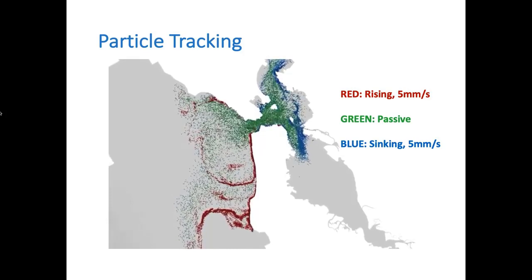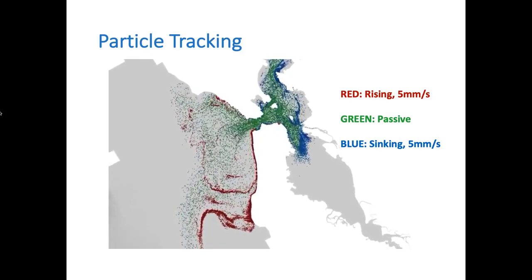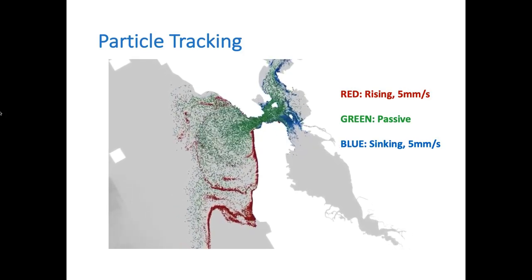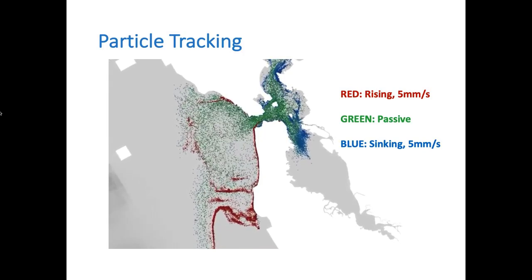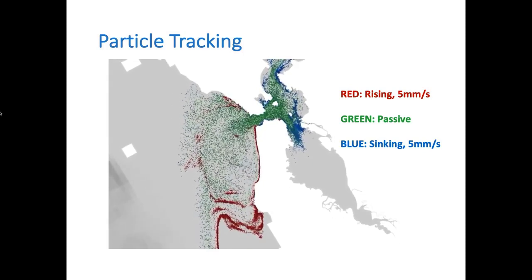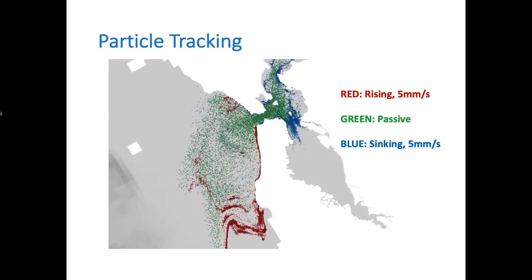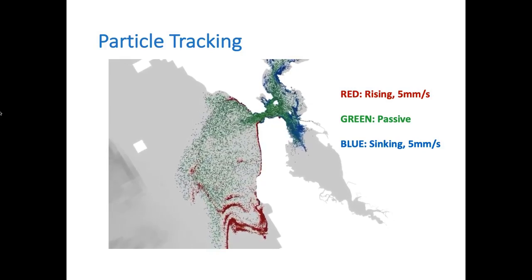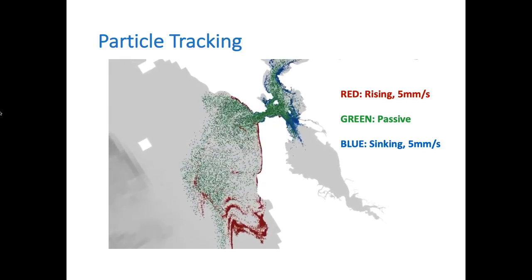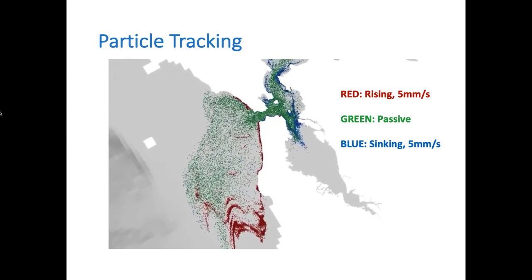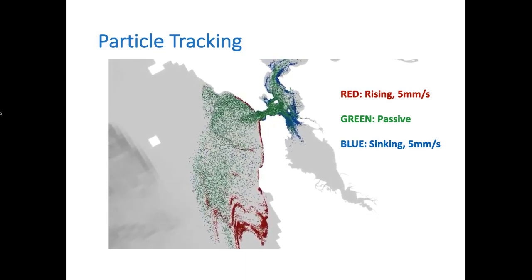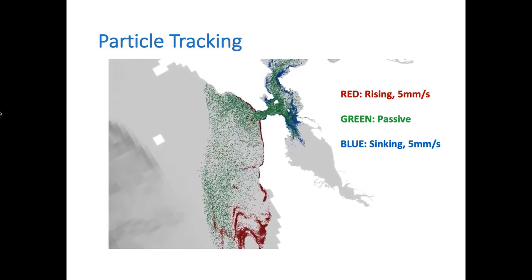This is an animation of about 16 days of fate. As you notice, a lot of it, the red ones, are ending up in the coastal ocean and spreading north and south. But you'll notice pretty much the blue ones haven't really budged. They're spreading through the bay, but not a lot of them are getting out of the Golden Gate.